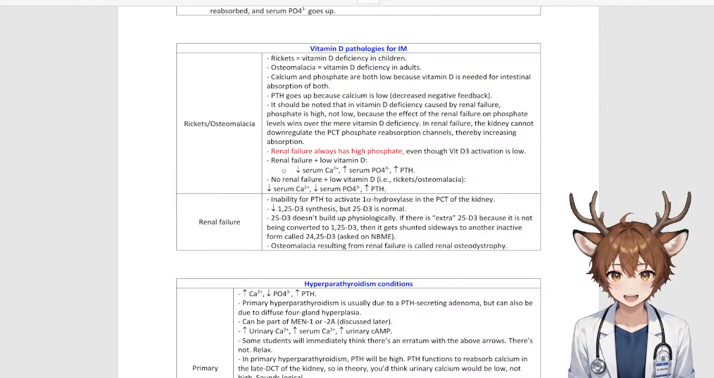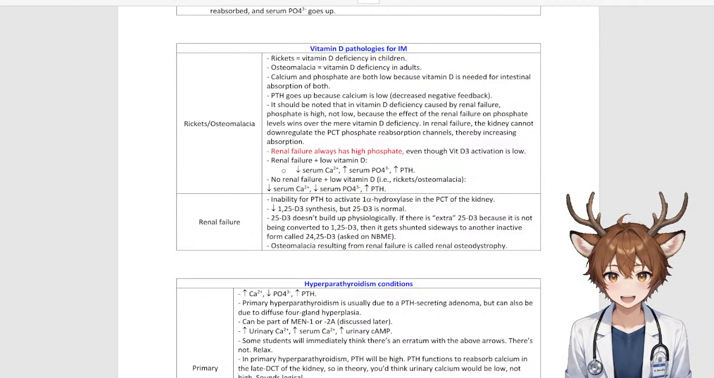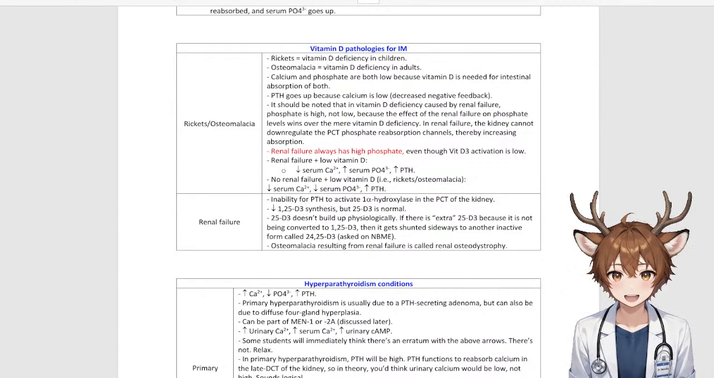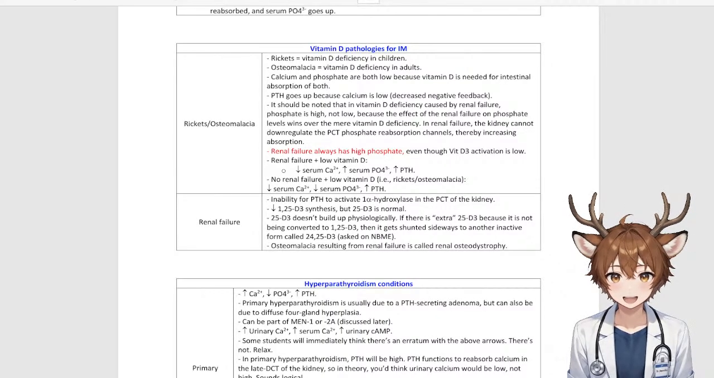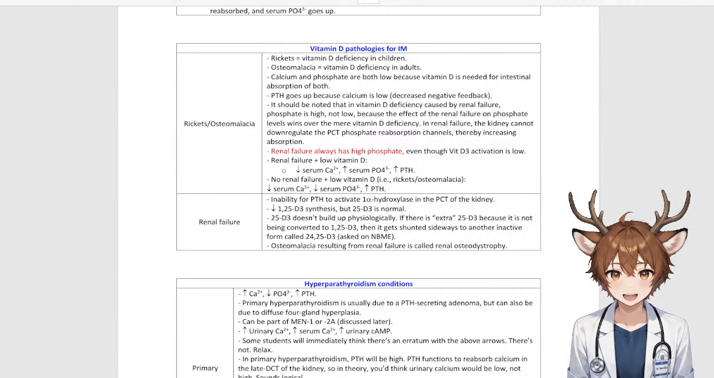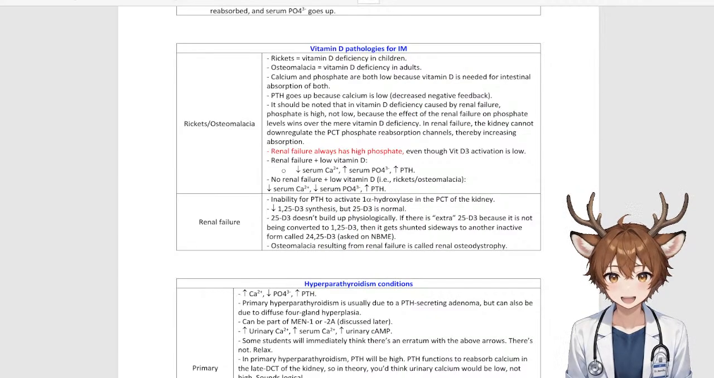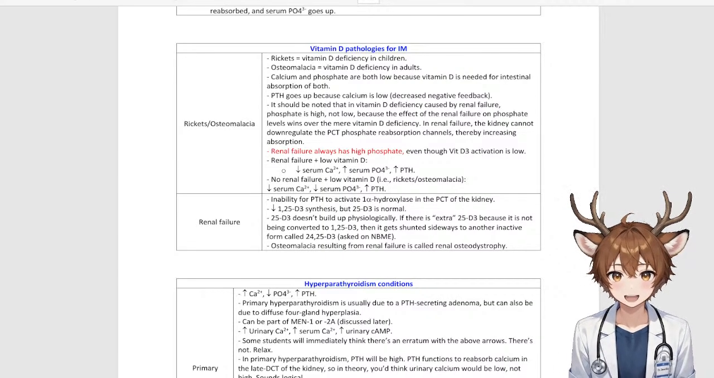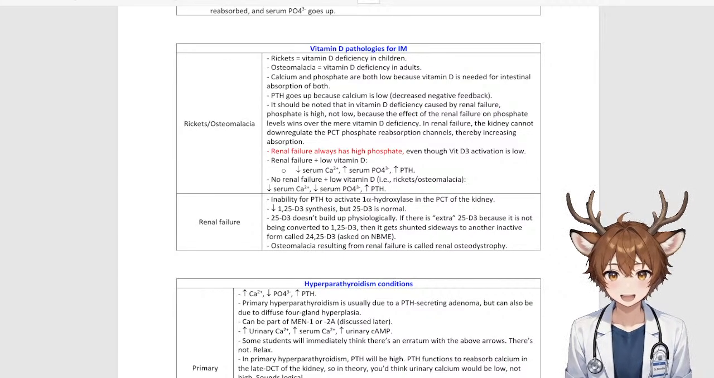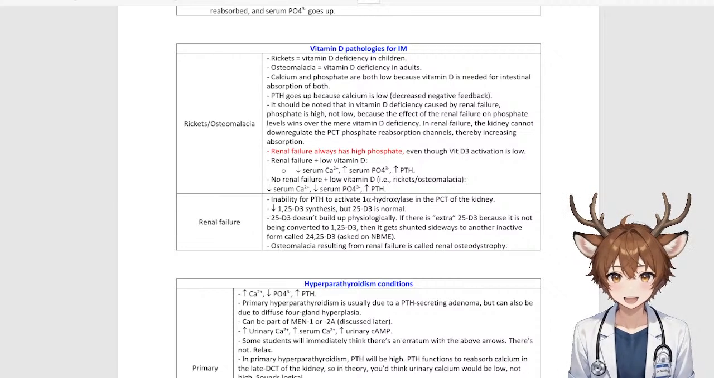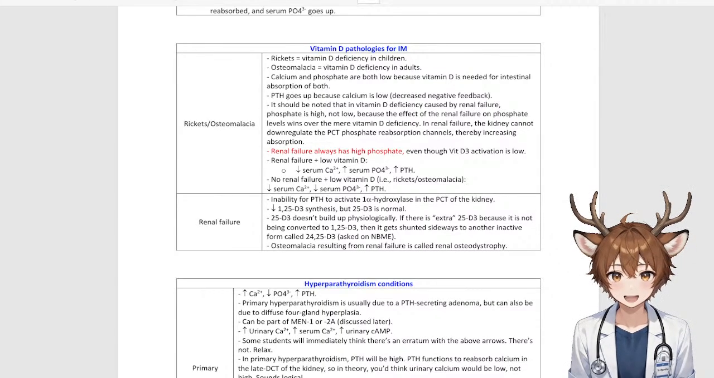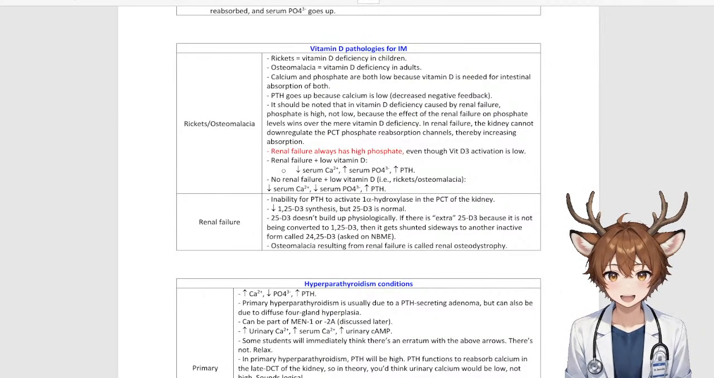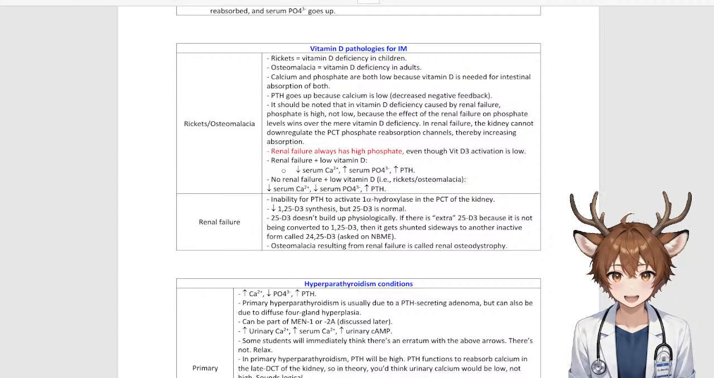What about renal failure? There is an inability for PTH to activate the 1-alpha hydroxylase in the PCT of the kidney. Decrease in 1,25-D3 synthesis, but 25-D3 is normal. 25-D3 doesn't build up physiologically if there is an extra 25-D3 because it is not being converted to 1,25-D3. Then it gets shunted sideways to another inactive form called 24,25-D3. Osteomalacia resulting from renal failure is called renal osteodystrophy.